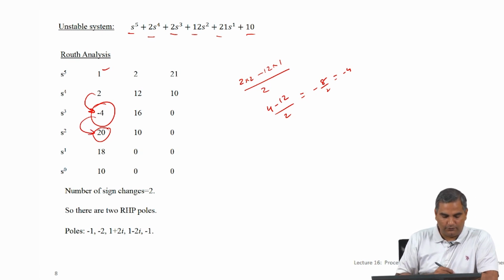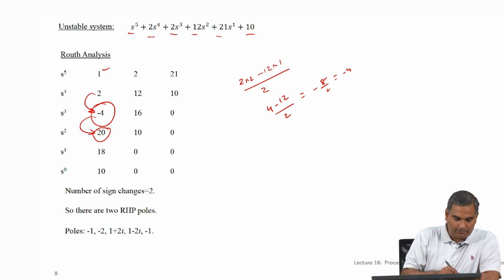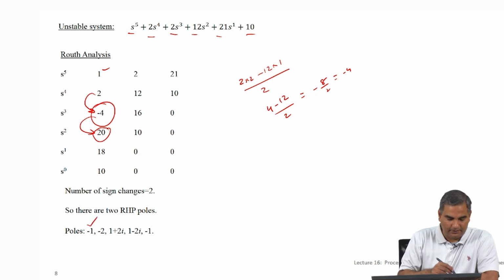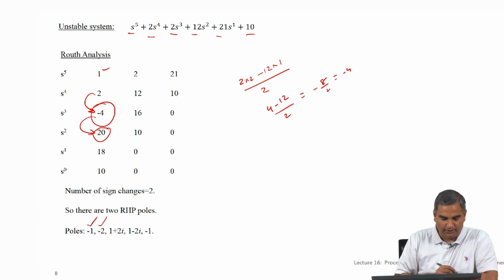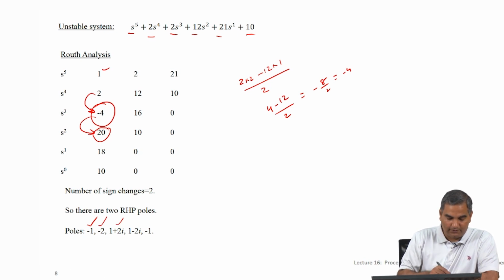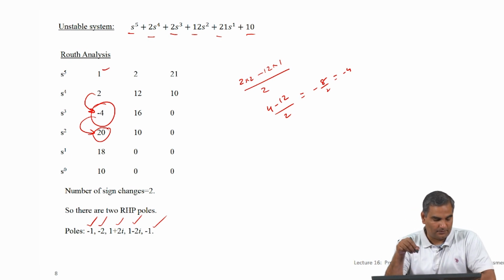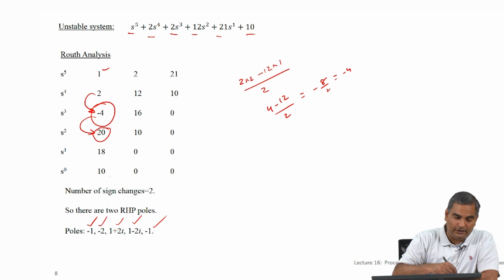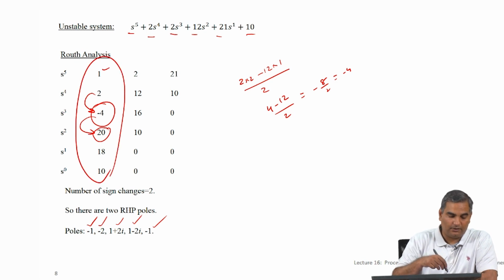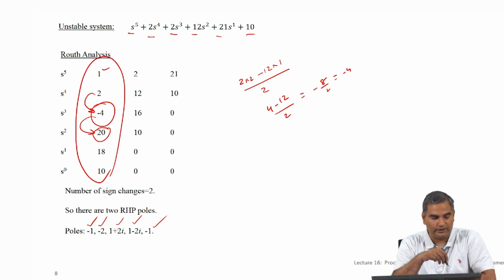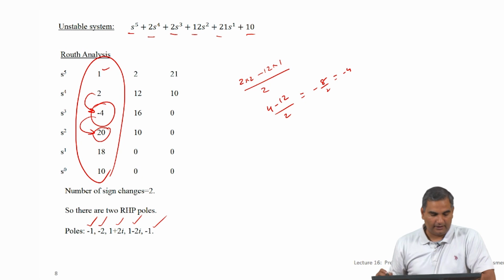Okay. So, if you look at this right now, this is a root in the LHP, this is also a root in the LHP. However, this is a root in the RHP, this is a root in the RHP, this is a root in the LHP. So, this has 2 roots in the RHP and 3 roots in the LHP, which we can actually find out by just looking at this, because there are no zeros here, there are 2 sign changes, that means there are 2 roots in the RHP, and since it is a 5th order polynomial, the remaining 3 roots are in the LHP.